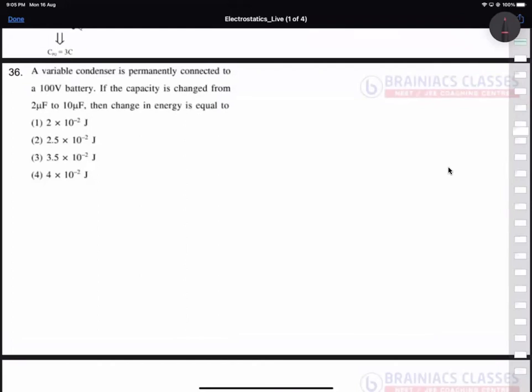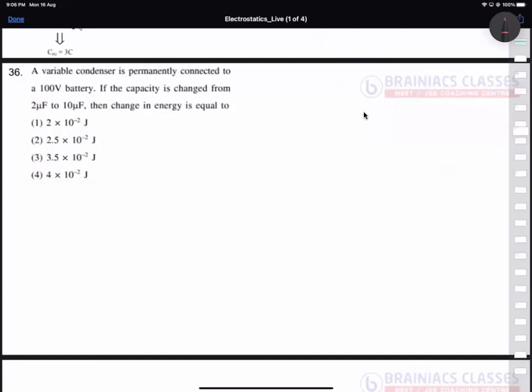Condenser and capacitor are the same, there is no difference. Condenser is equal to capacitor; another name of condenser is known as capacitor. So there is no difference between condenser and capacitor.